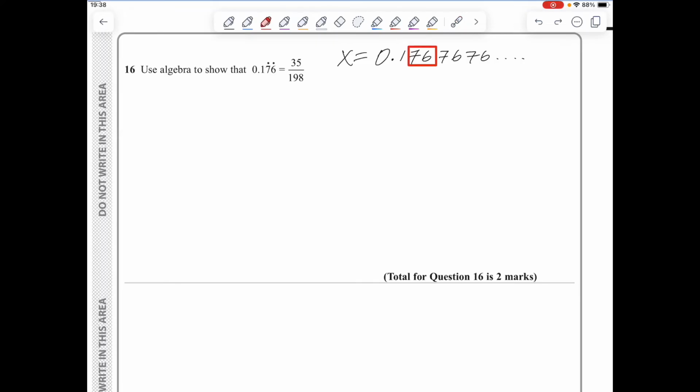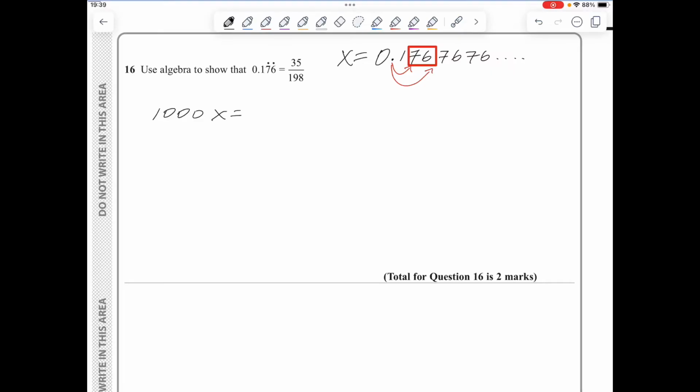Note that if I want to go from the decimal place to the beginning of this pattern, I have to move my decimal 1 point to the right, so that's like multiplying by 10, while if I want to move from the current decimal position to the end of the repeating pattern, I have to move the decimal 3 points to the right. That's like multiplying by 1,000. So we've got 1,000x and 10x. Let's write those down.